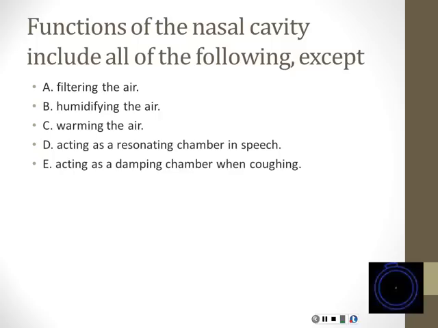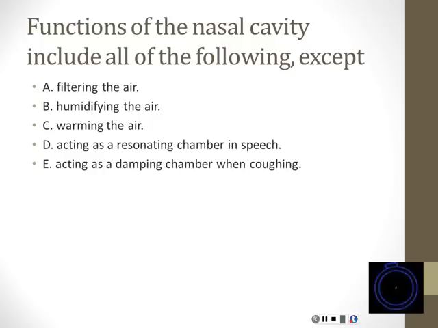Okay, so D, acting as a resonating chamber in speech. Now we didn't talk about that, but if any of you have had a cold, does your voice change? Like, do you sound different with a cold? Yes, you do. And it's because the nasal cavity does act as a resonance chamber. So just like a guitar, if you plug up all the holes and play it, it sounds different. Same thing. So when you cough, you typically don't cough through your nose, right? So it's going to be hard for E to be the case, and so E is the one that doesn't belong.